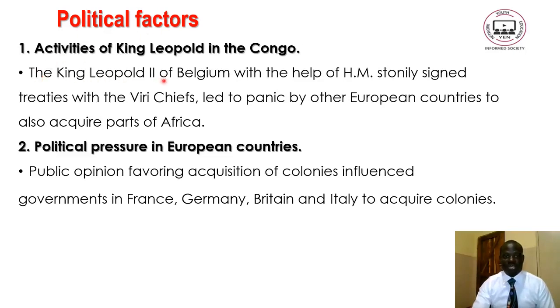King Leopold II of Belgium, with the help of Henry Morton Stanley, signed treaties with the Vili chiefs, and that led to panic among other European countries to also acquire parts of Africa. So we see that Belgium was the first country to acquire land in Africa. With that, other European countries wanted to follow. They were in panic, saying, all right, we also need to have places in Africa.